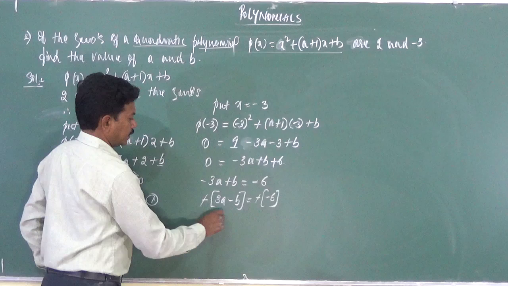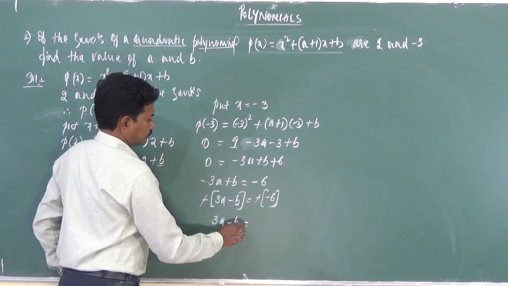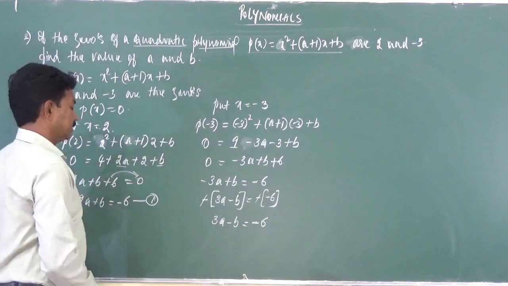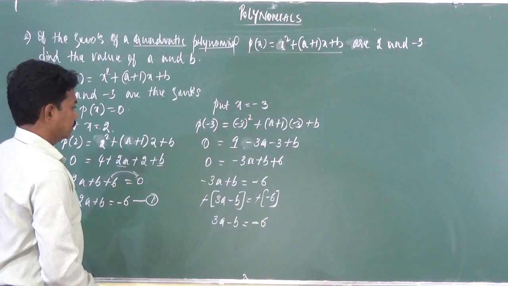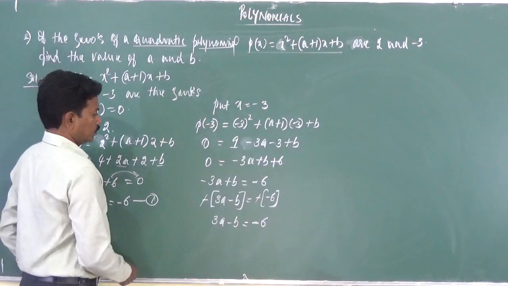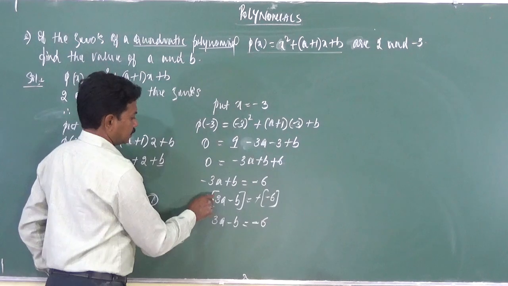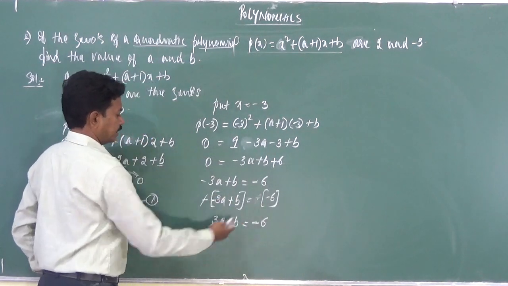Minus 6, so 3a minus b is equal to, it remains as minus 6 here. Minus 3a plus b is equal to minus 6. Or we will do one thing, we will multiply both sides by a negative sign. So it's better, we will multiply both sides by a negative sign.